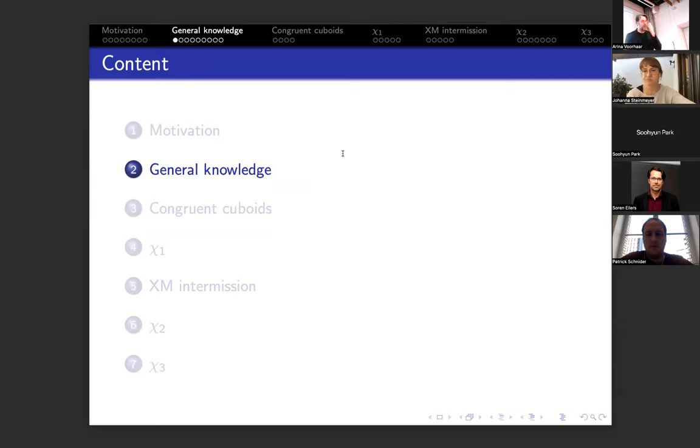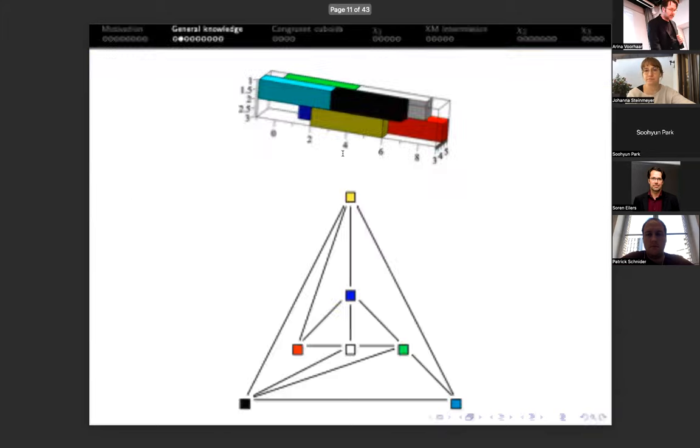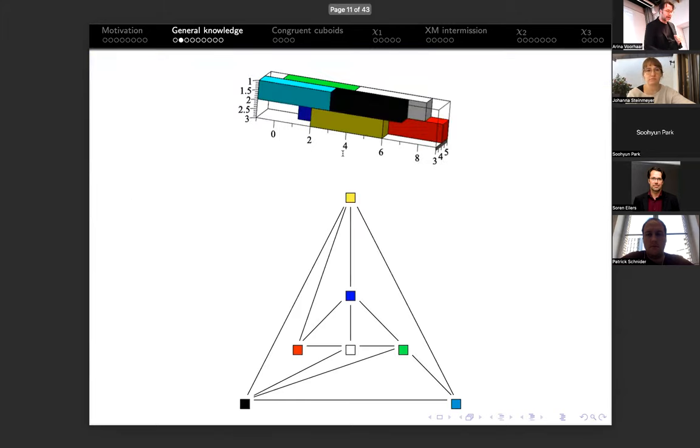Okay, so I want to maybe start out by abstracting the question a little bit and say something about what I mean by a cuboid representation of a graph. So I have a graph down here. You can see it's a planar graph.